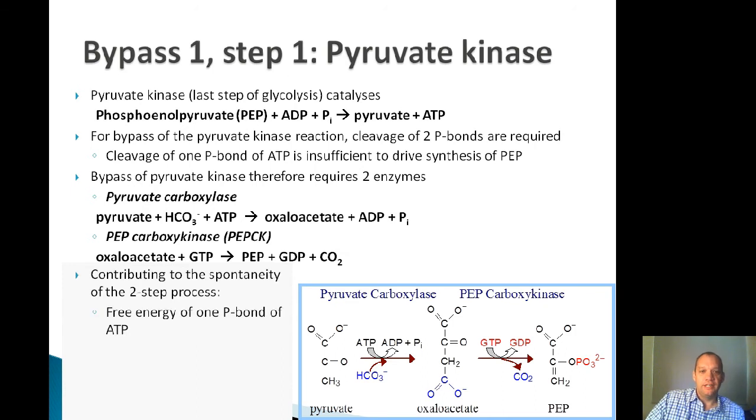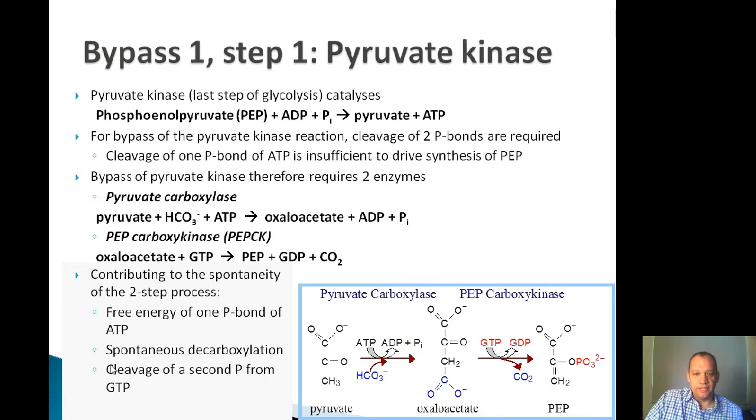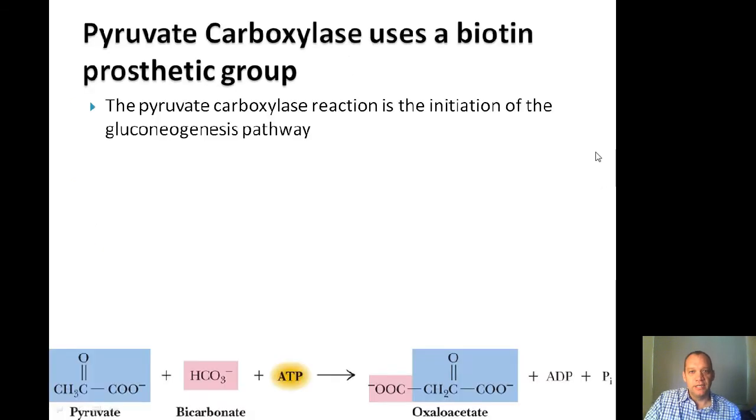So the energy that contributes to the spontaneity of this reaction actually comes from three things. We have free energy from one phosphate in the form of an ATP that is utilized. We have a spontaneous decarboxylation reaction that happens between oxaloacetate and phosphoenolpyruvate, and of course the cleavage of a second phosphate, this time in the form of GTP, that is used in the PEPCK reaction. So the pyruvate carboxylase, the first of those two reactions, uses a biotin prosthetic group.